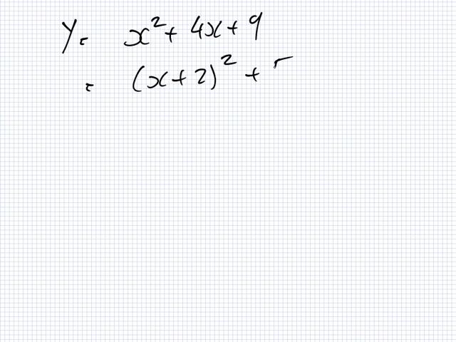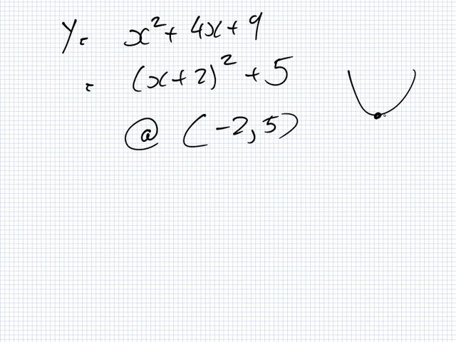For example, if I had y equals x squared plus 4x plus 9, how did we find the turning point here? Complete the square, wasn't it? (x plus 2) squared plus 5. So what's the turning point? Where is it at? -2 and 5. So this is the turning point here.